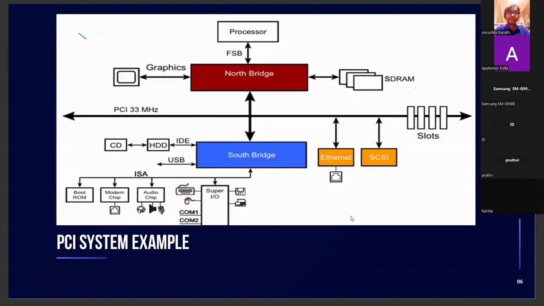Okay. So now let us take an example of a PCI system. It has a north bridge and a south bridge. So at the top we see the north bridge, which connects the processor to the system memory.